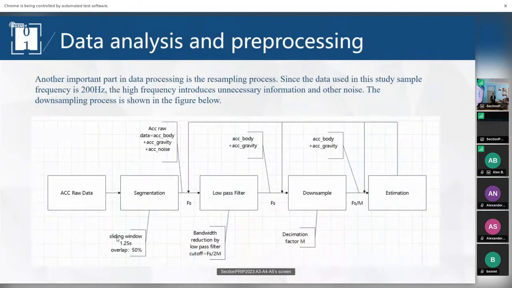I think something is very important in our study: a sample frequency of 200 hertz is too high for our daily activity. So I selected the best sampling frequency. This approach has the following steps: load the data, segmentation, low pass filter, and downsampling.